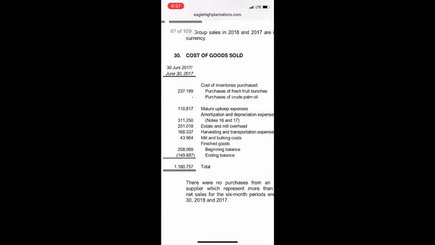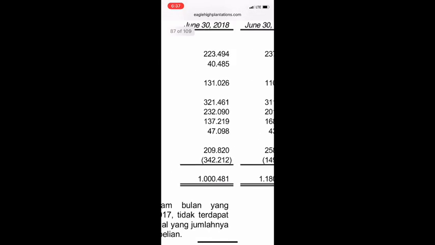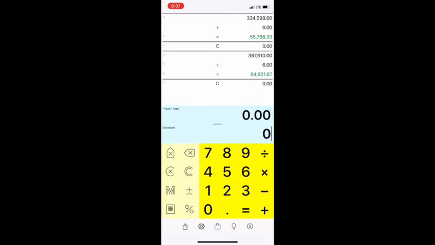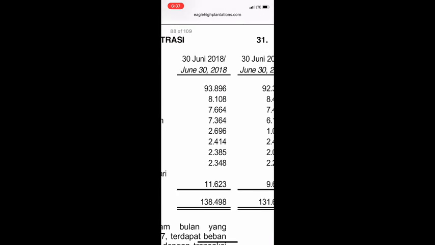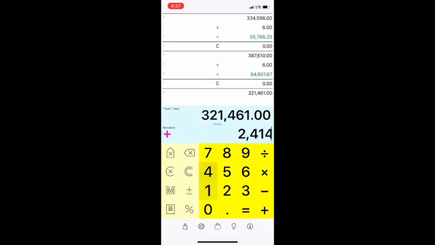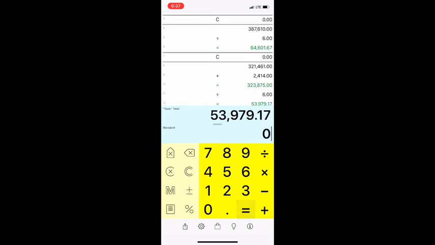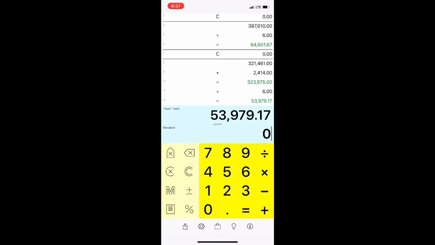And then if we want to get depreciation, we go down to, it's about page 87 of the notes, cost of goods sold. You can see the depreciation there is 321,462. And there's a little bit of depreciation in the operating expenses, which is on the next page. That's that little one, 2414, so we add those two together. 323,875. And divide that by 6 gives us 53.54 billion per month. So that's those two costs.